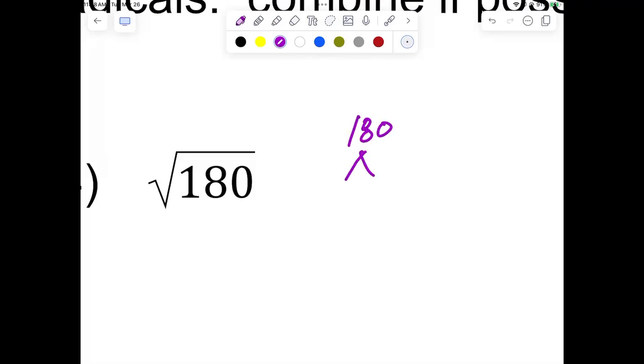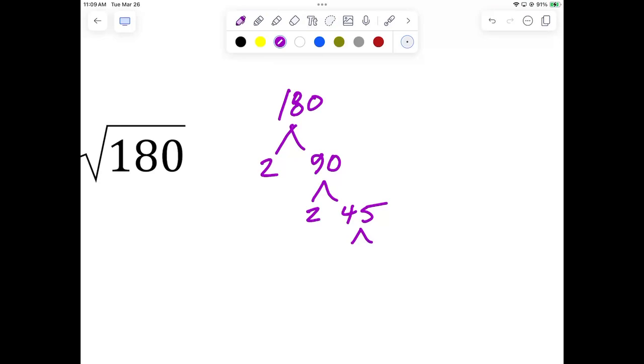Someone give me 2 factors that multiply to give me 180. Any 2. 2 and 90. Dang, I thought you were going to say 18 and 10. But I can't predict you. You're unpredictable. And then 90? 45 and 2. I thought you were going to say 9 and 10. I'll do 2 and 45. And then 45? Oh, 9. Okay, 5 and 9. And then 9 is 3 times 3. And there's the prime factorization right there.